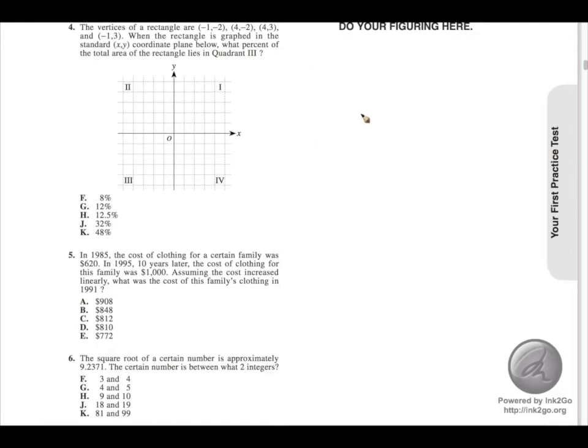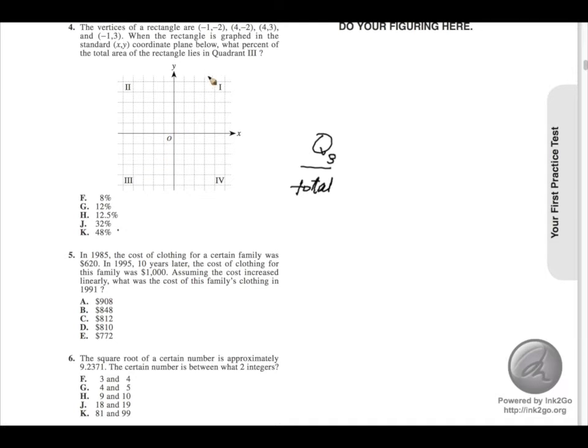So in number 4, we've been given the coordinates of a rectangle, and what we want to know is how much of the rectangle is in quadrant 3. So what we're looking for is a fraction of the form quadrant 3 over total. And so what we could do is plot all the points we've been given, and then look at the rectangle in the graph, and then look at how much of the rectangle is in the third quadrant.